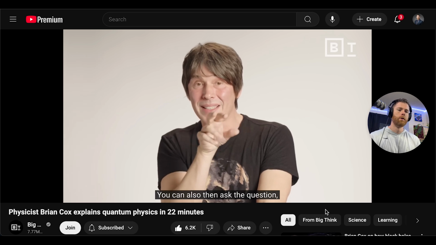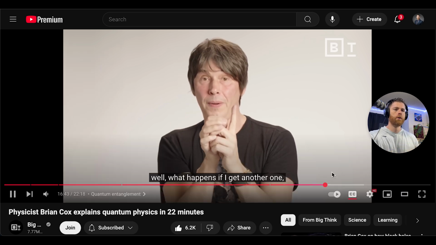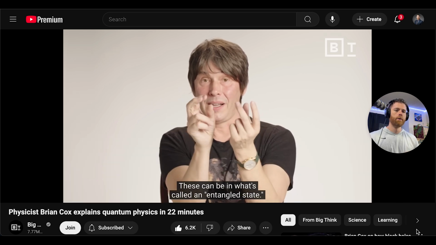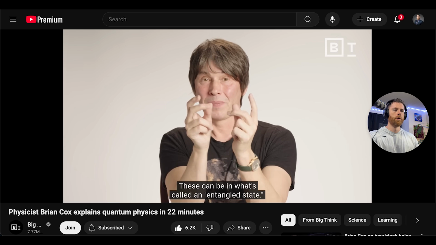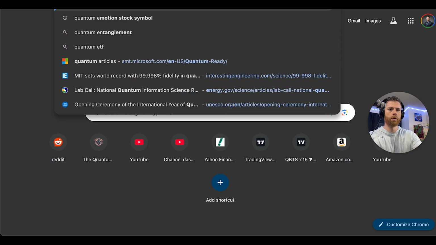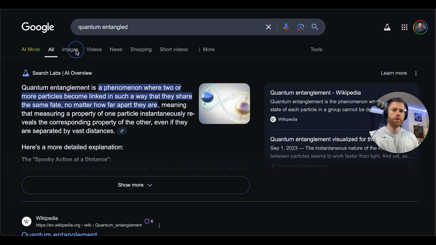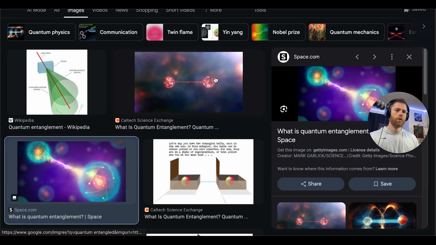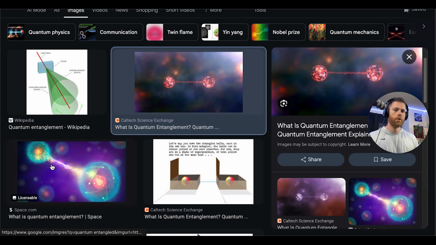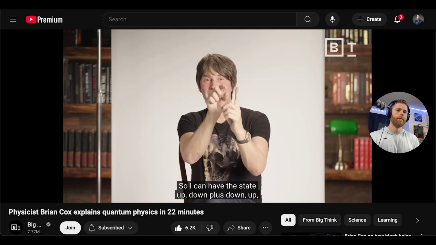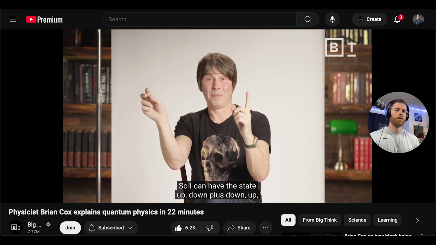You can also then ask the question, well, what happens if I get another one, two electrons together? These can be in what's called an entangled state. So then you have a much richer structure of this physical system. So an example of an entangled state, a very famous thing called a Bell state, would be where you set these things up. So the system of these two qubits, let's say they're up and down, these spins, right? So I can have the state up, down, plus, down, up, like that.